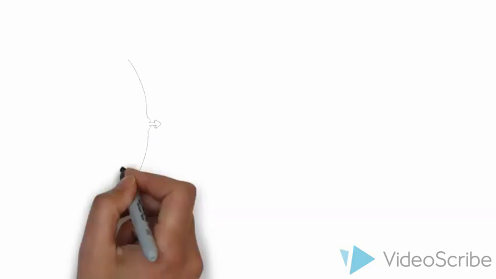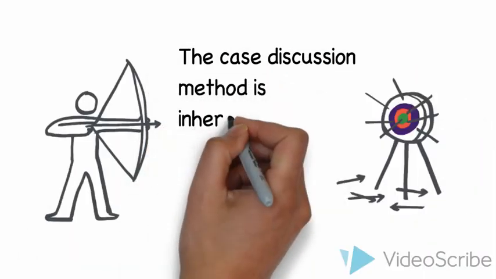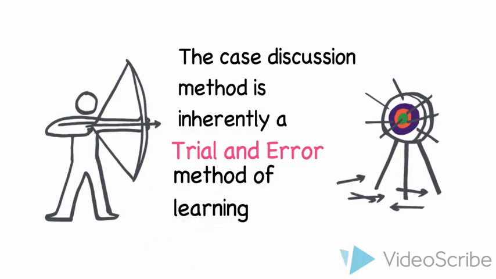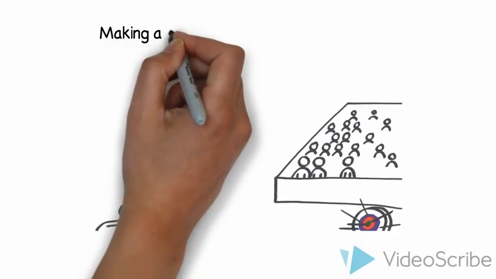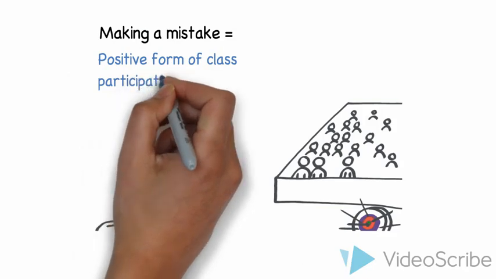By its very nature, the case discussion method is an inherently trial and error method of learning. And trial and error necessarily involves some error. So if you're not making mistakes, then you're not learning. In fact, making a mistake can actually be a very positive form of class participation for 2 reasons.